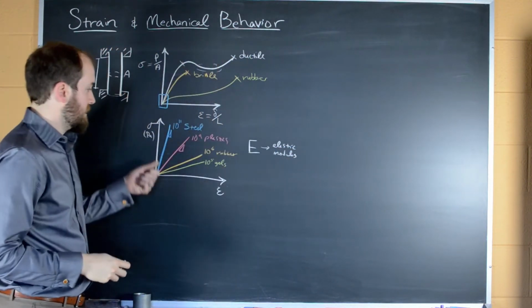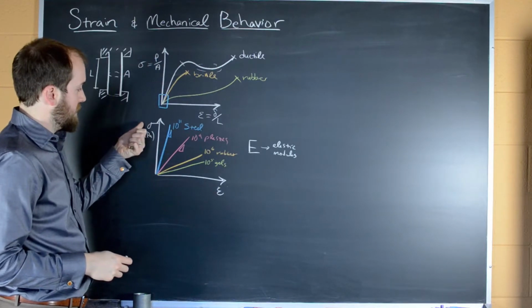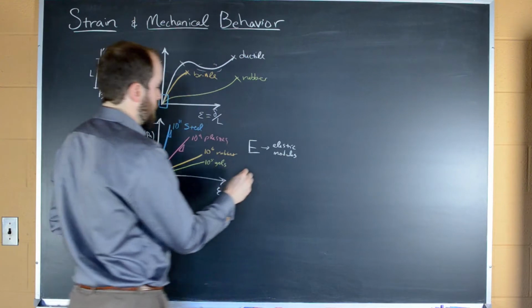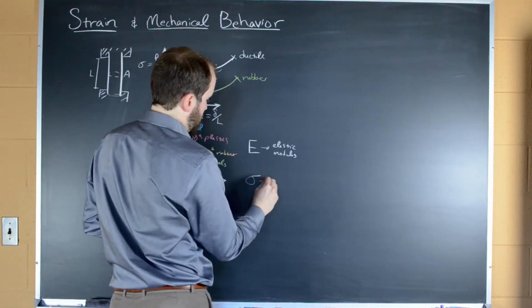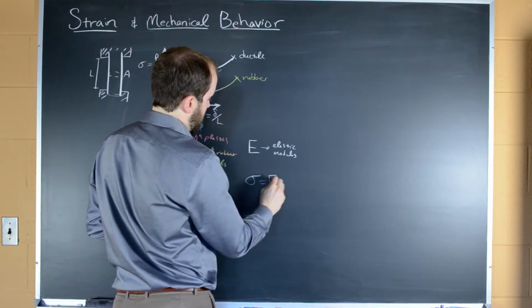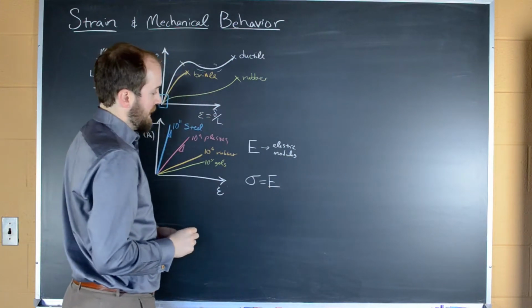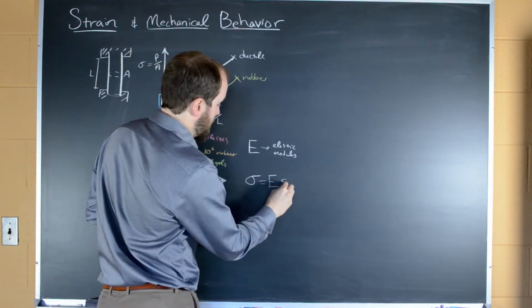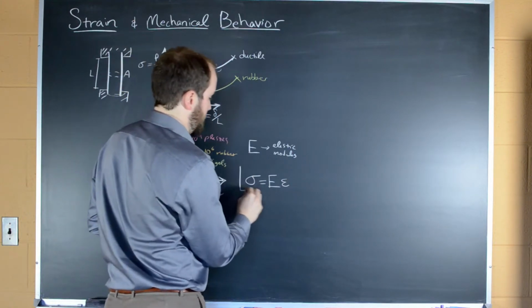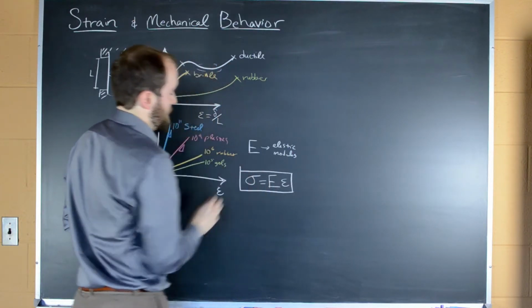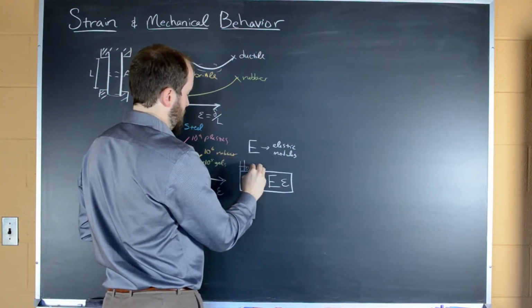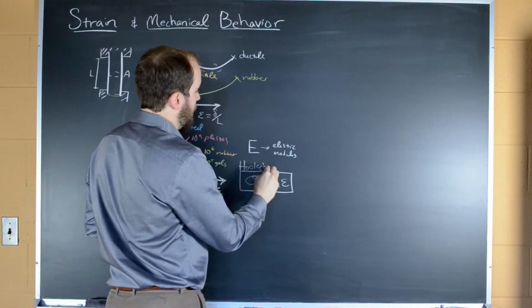And as you can see, there's a linear relationship between stress and strain. It goes through the origin. So you could write this equation as stress is equal to your elastic modulus, also known as Young's elastic modulus, times your strain. And this equation here is known as Hooke's law.